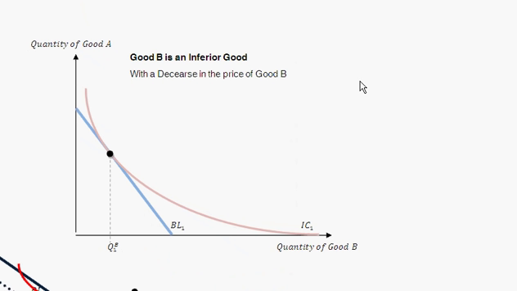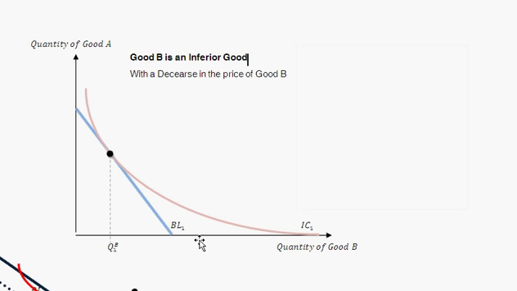Okay, so let's just start here. We have our initial budget line, and we have our initial indifference curve. And then what we're going to do is have a decrease in the price of good B. So to show a decrease in the price of good B, we need to draw a new budget line. The new budget line's intersection over here is going to be identical because the price of good A is unchanged and we haven't changed income.